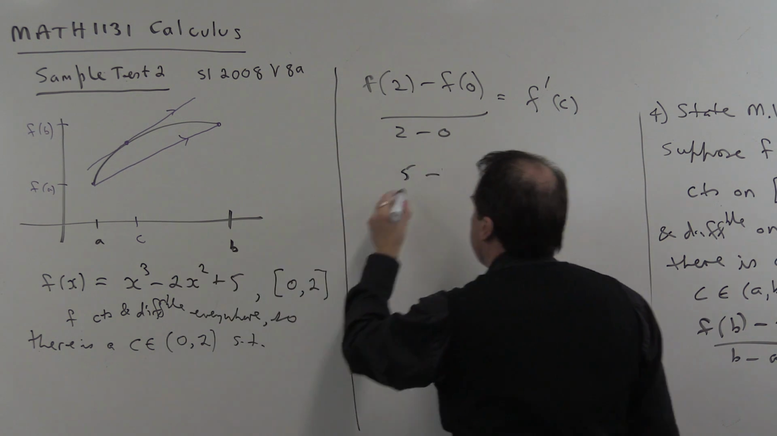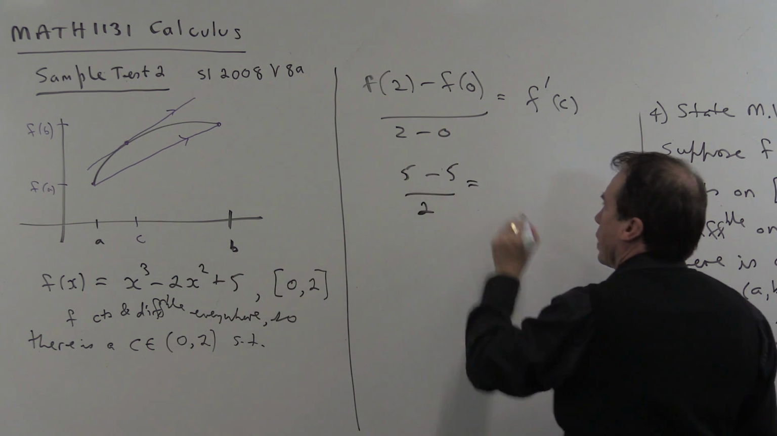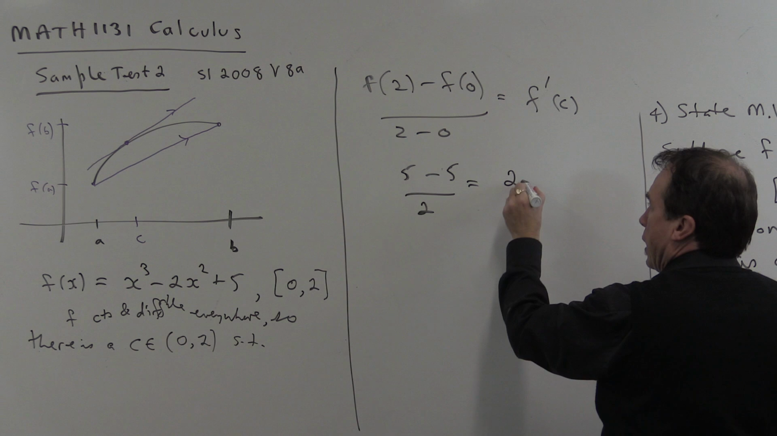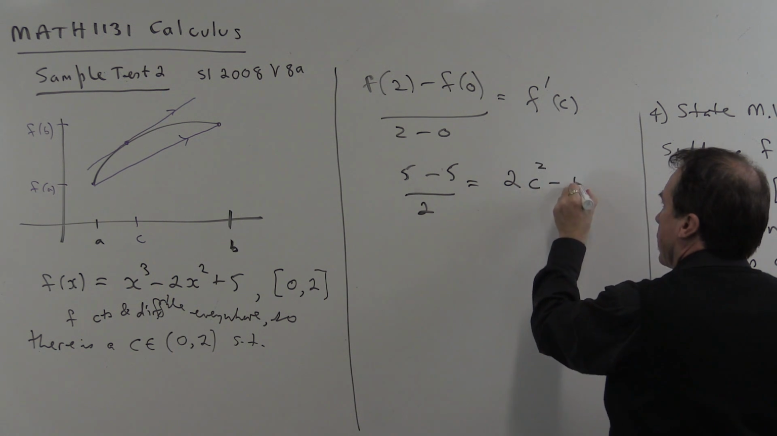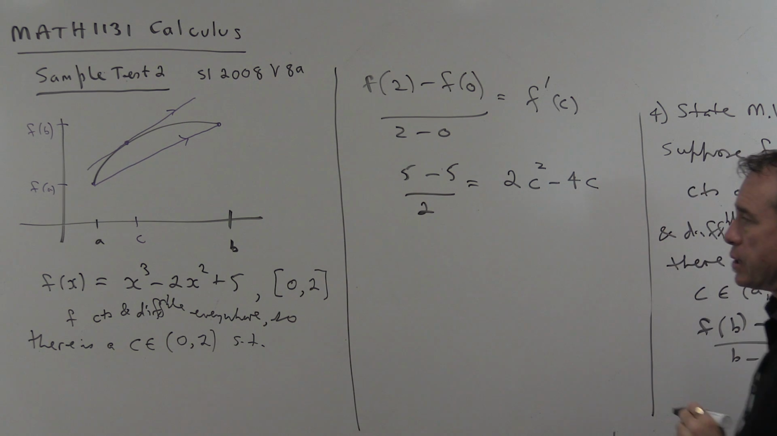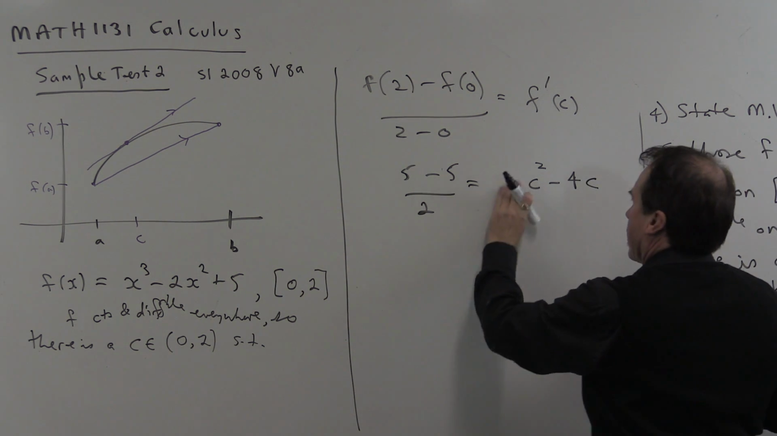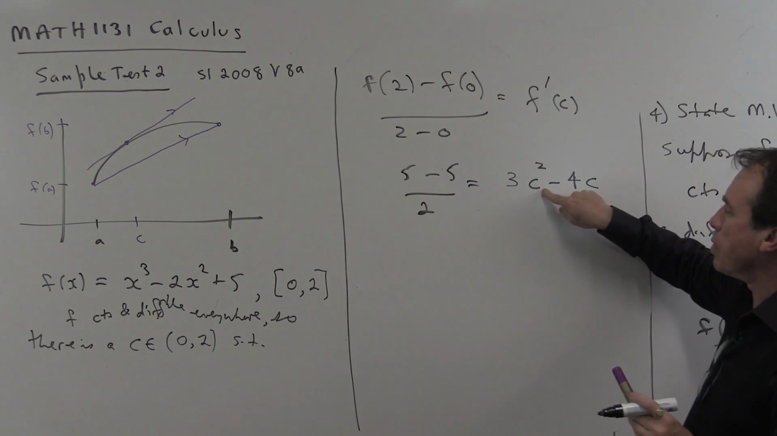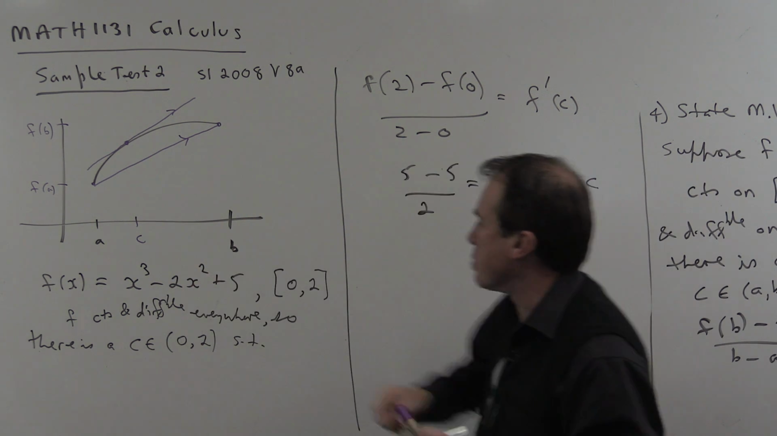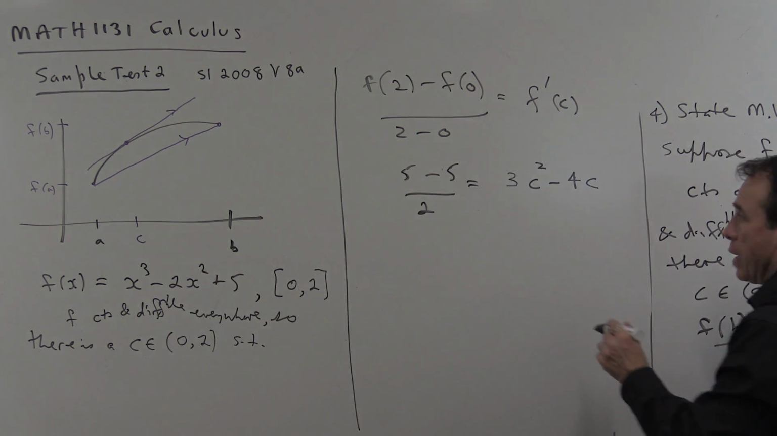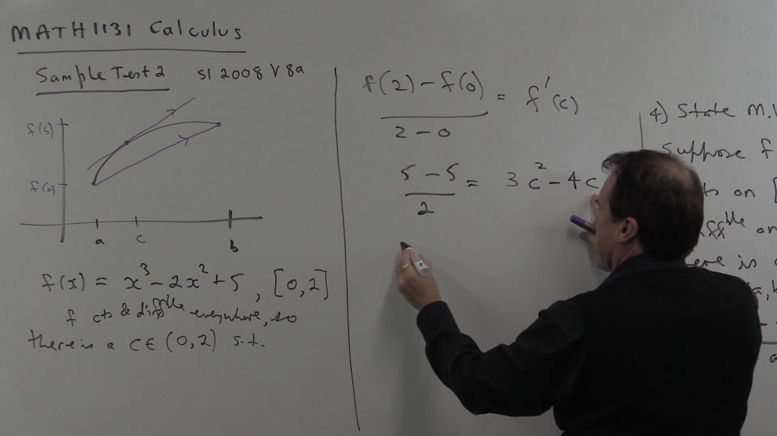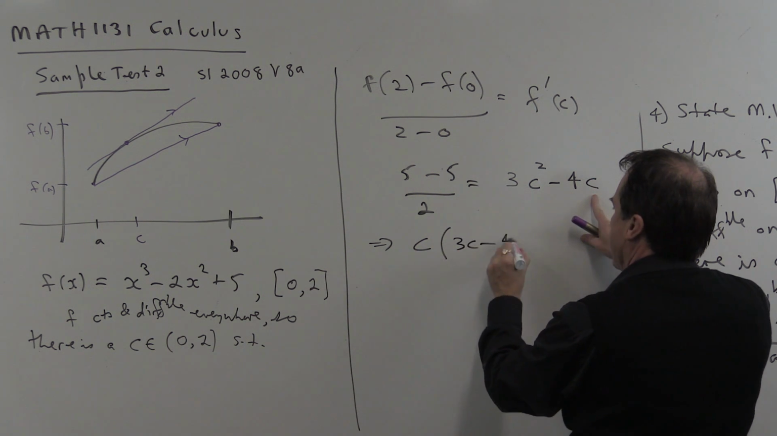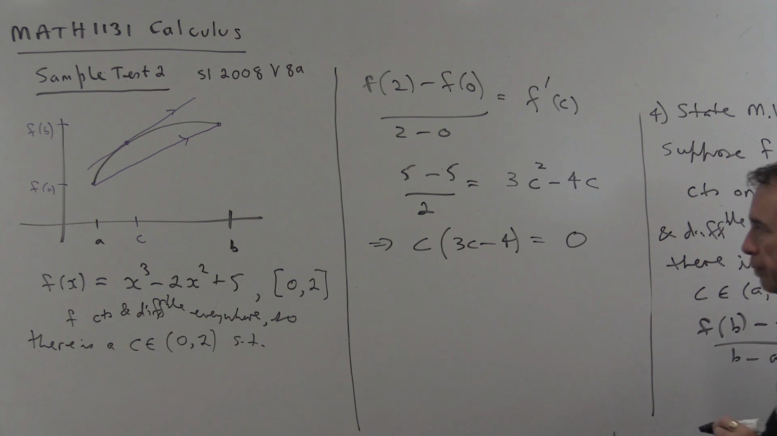Minus f of 0, well f of 0 happens to be 5 as well. That's going to give me 0 in a moment. When I differentiate this, I get 3x squared, replace x with c, minus 4x, replace x with c. So I'm just differentiating this. This is 0 here, and I can factor a c out of that. So that tells me I can write this as c into 3c minus 4 has to be 0.